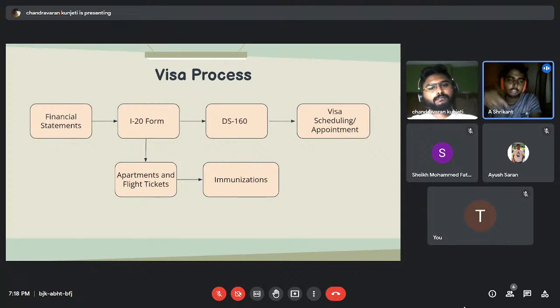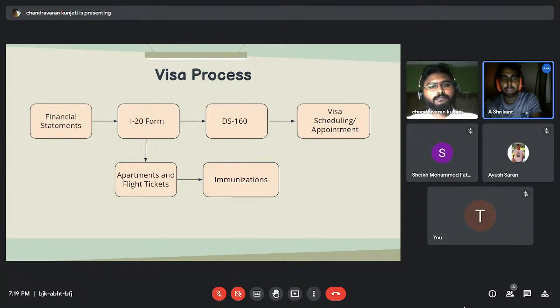First thing is you have to fill the DS-160, which is a document that will schedule you a visa appointment or something like that. DS-160 is a document saying that you are registering for a student visa. As an international student from here, you will be going under the F1 visa. So to register for the visa process, you have to fill the DS-160 form.